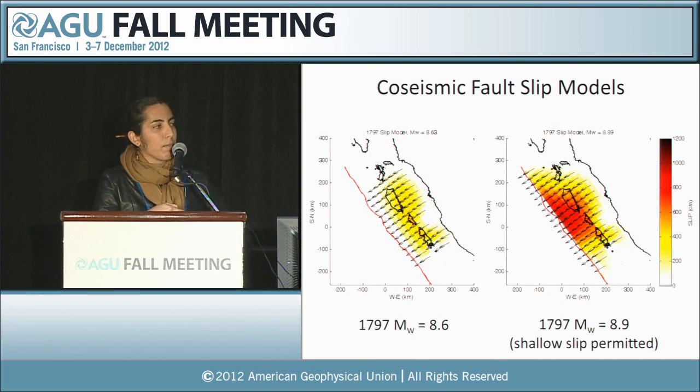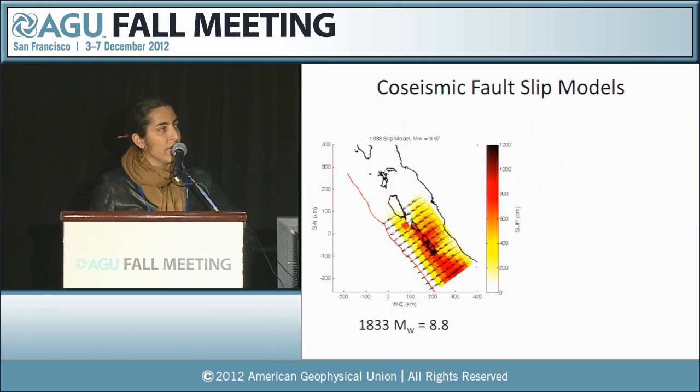These magnitudes are probably a bit high, so you should ignore those. I meant to take them out. In any case, based on a large tsunami which was reported for this event, it probably has to involve at least some shallow rupture.